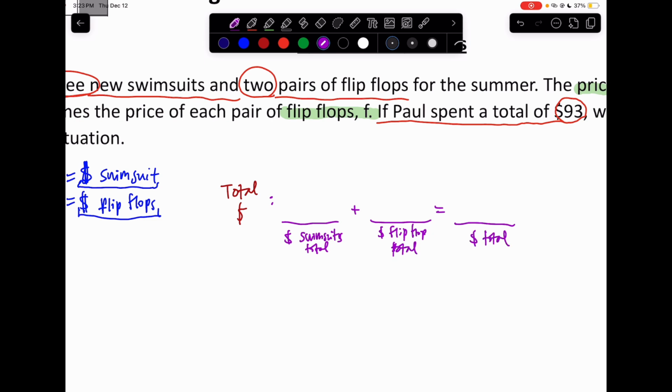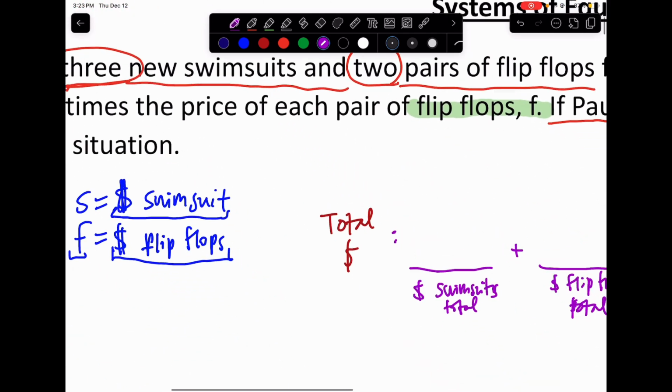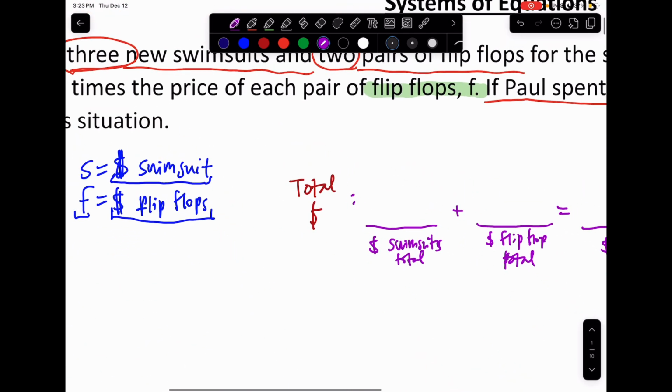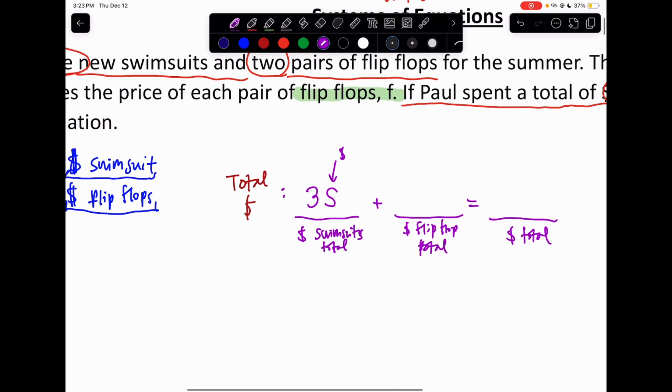For the swimsuits, he's buying 3 swimsuits, so he's paying for a swimsuit 3 times. So that's 3 times S, which is the price of swimsuits, plus 2 times F, the price of a pair of flip-flops, is equal to $93 total. So I've got my first equation done.